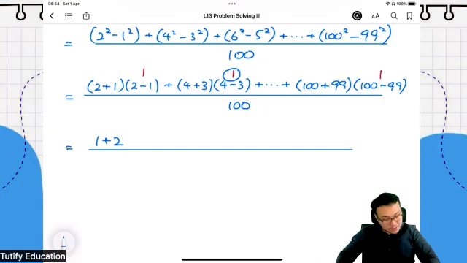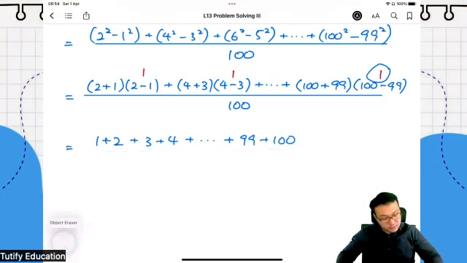What is 1 multiplied by 4 plus 3? It's just 4 plus 3. All the way until the end, what is 1 multiplied by 99 plus 100? Then 99 plus 100. Correct or not, students?